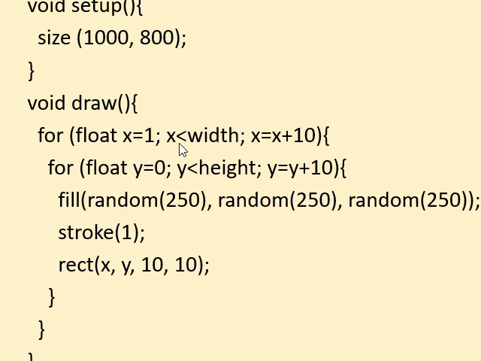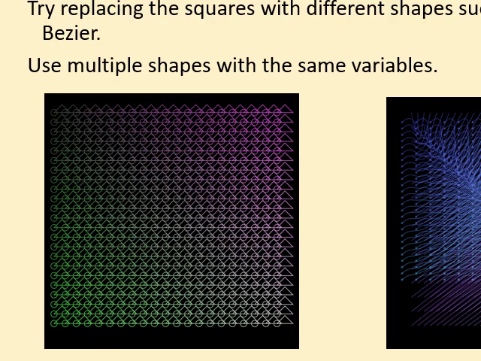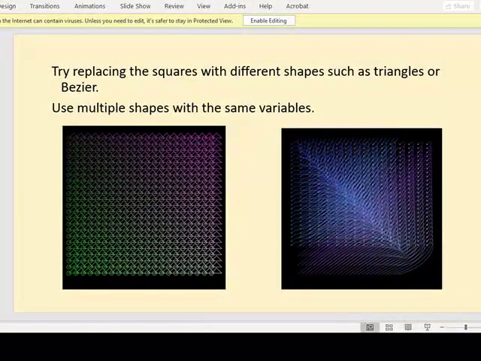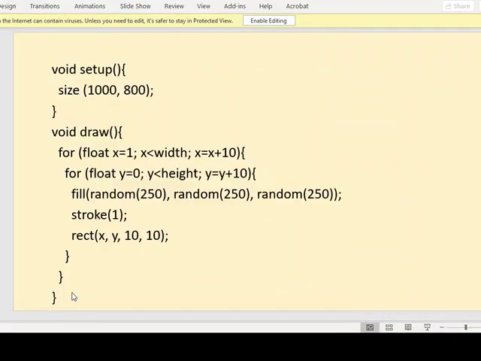So here's my X. I'm going all the way to the end of the screen. By the way, it's kind of seizure provoking, so just watch out. And then I open it, and then I put in the code for my Y. So you could use this as a starting point to get to any one of these. But just try replacing the squares with different shapes, such as a triangle or a Bezier. I do have this code on Blackboard, so you could download this if you want. But just try taking this code and instead of a rectangle here, put in a triangle.